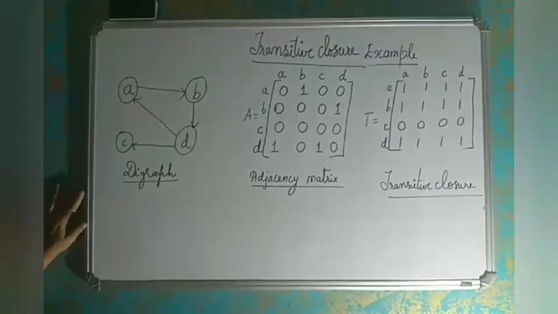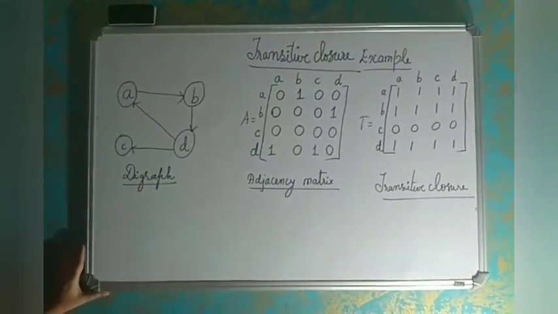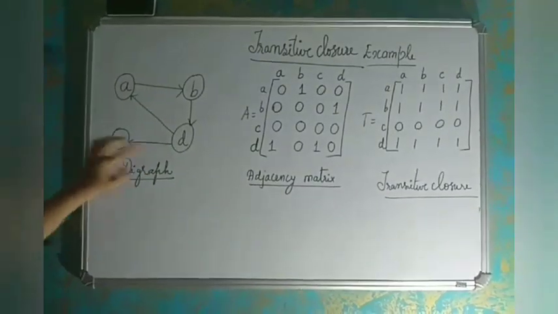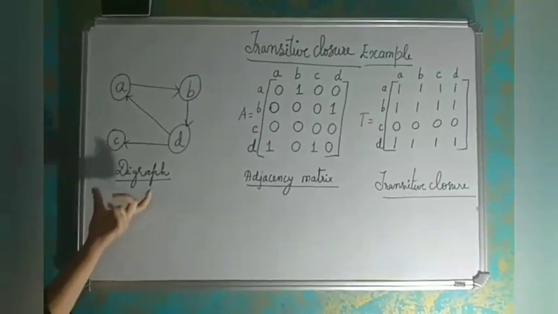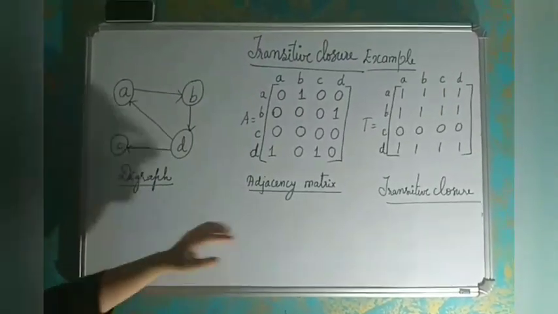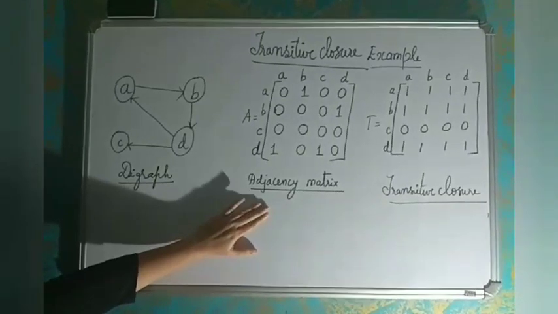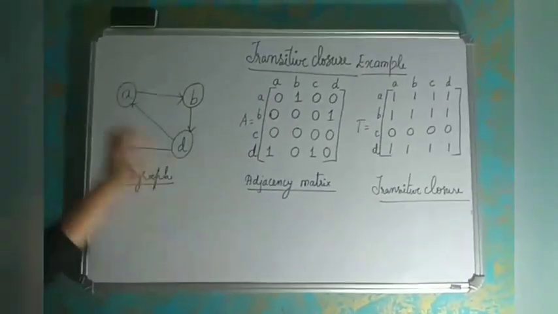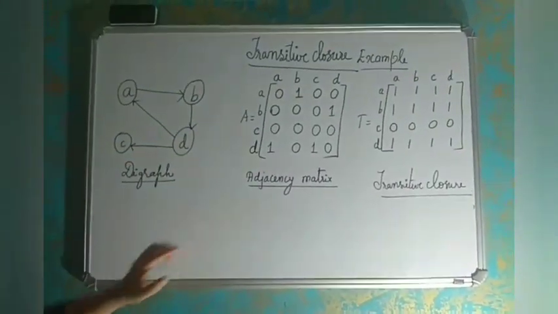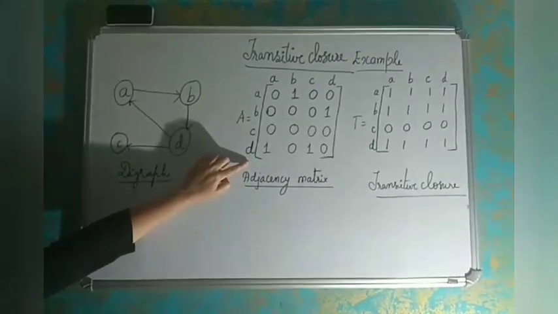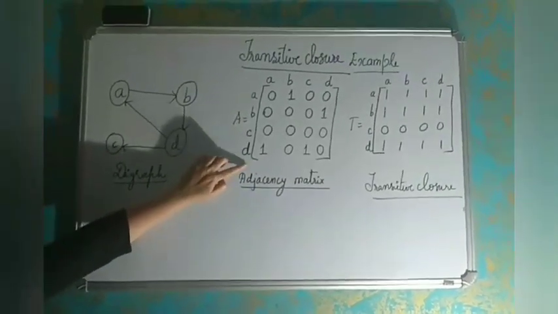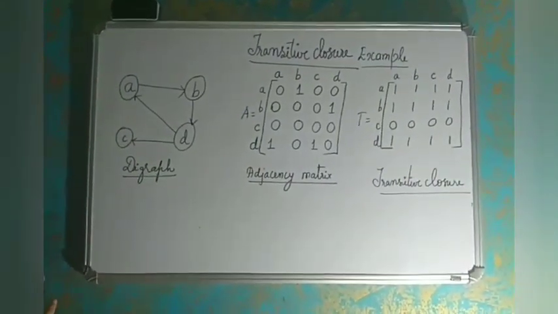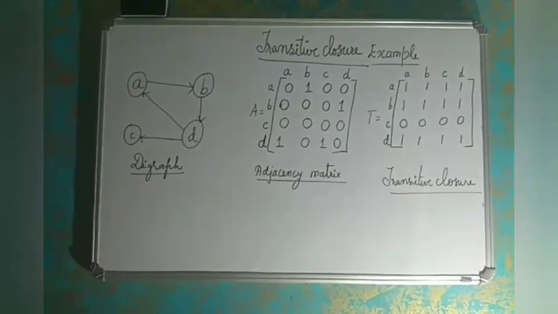This is an example of how to find the transitive closure of a given digraph. Here we have a graph with 4 vertices A, B, C and D. It is a directed graph, or we can call it a digraph. The corresponding adjacency matrix is also written. You know what an adjacency matrix is. It is a 4 cross 4 matrix, since there are 4 vertices, in which the entries are 0 if there is no edge from vertex i to j, and the entries are 1 if there is an edge from vertex i to j.